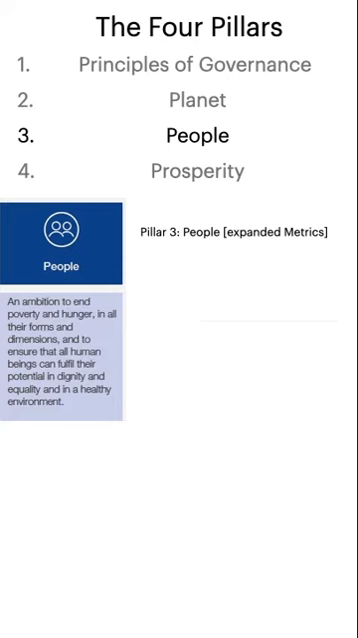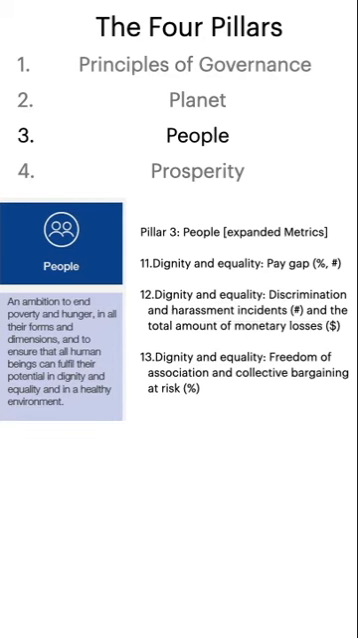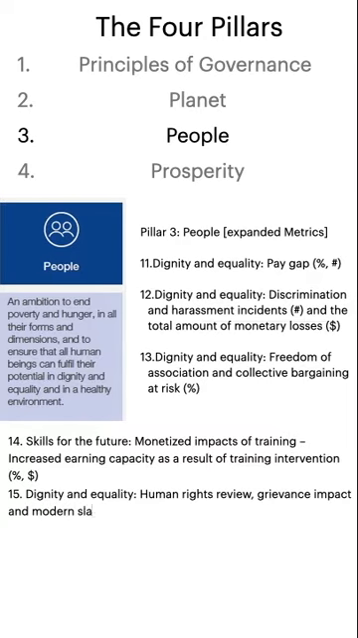11. Dignity and equality, pay gap. 12. Dignity and equality, discrimination and harassment, and the total amount of monetary losses. 13. Dignity and equality, freedom of association and collective bargaining at risk. 14. Skills for the future, monetized impacts of training, increased earning capacity as a result of training intervention. 15. Dignity and equality, human rights review, grievance impact and modern slavery.